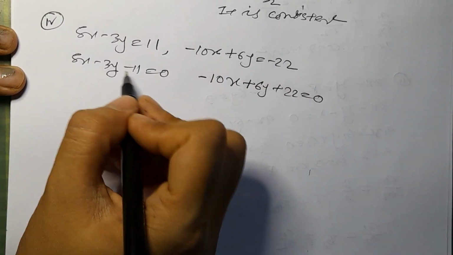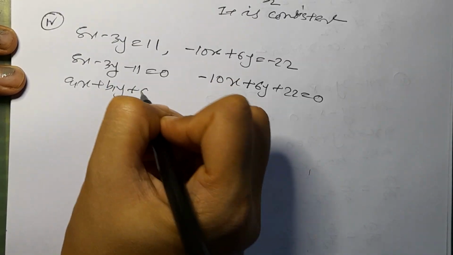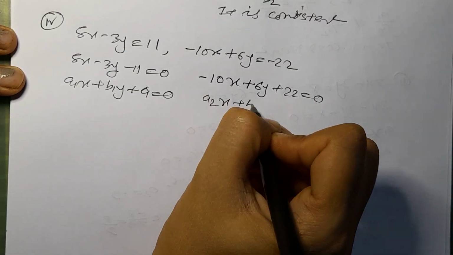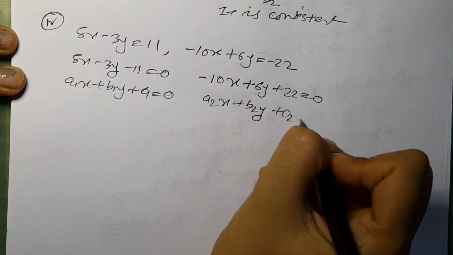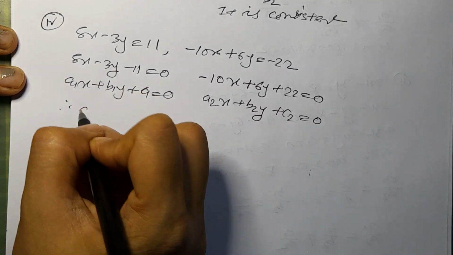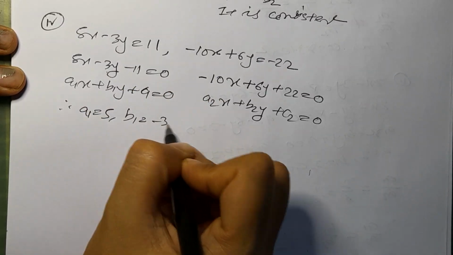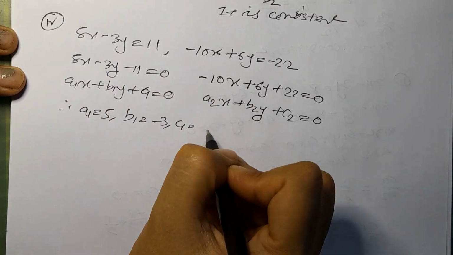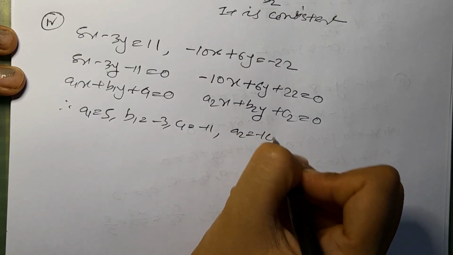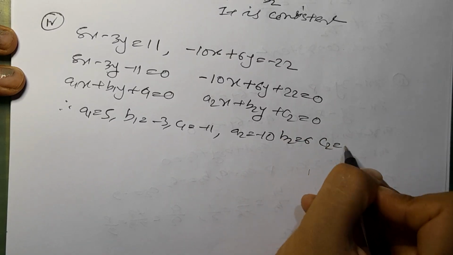So here we are going to compare with a1x plus b1y plus c1 equal to 0. We are going to compare with the equation a2x plus b2y plus c2 equal to 0. So a1 is equal to 5, b1 is equal to minus 3, and c1 is equal to minus 11. Now for this, a2 is equal to minus 10, b2 is equal to 6, and c2 is equal to 22.